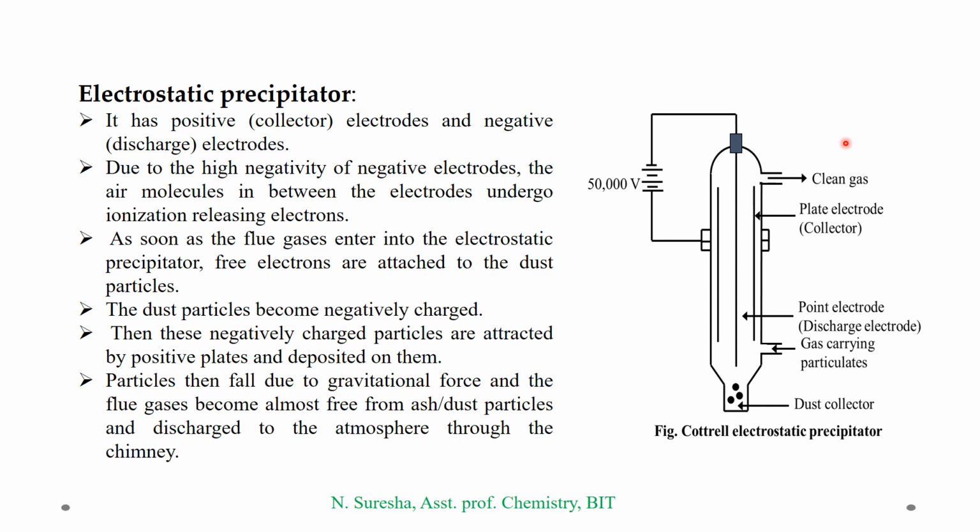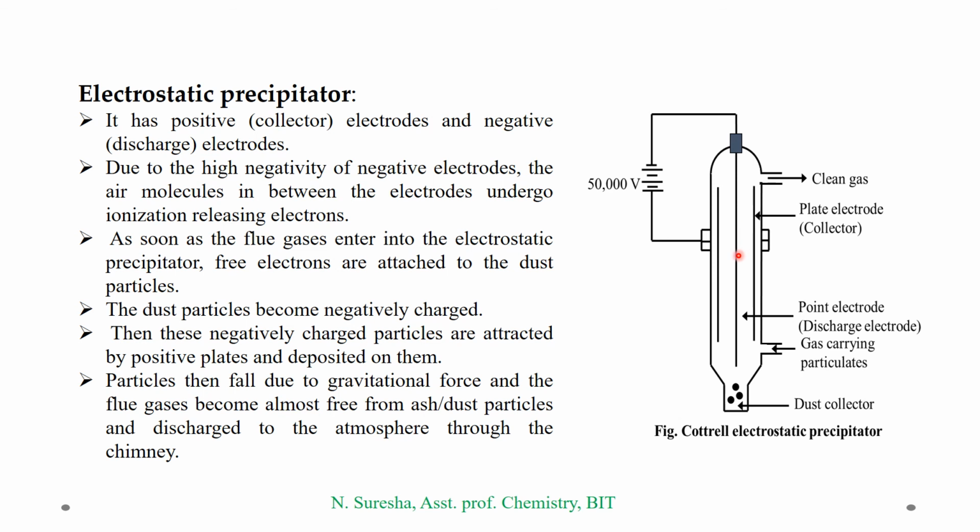The smoke containing ash or dust is called flue gas. I will repeat once again. This electrostatic precipitator contains two electrodes: the positive plate electrode, which is called the collector, and the negative electrode, which is called the discharging electrode, in the form of a thin wire connected to a high tension battery of about 50,000 volt. Because of high potential, the air in between the electrodes undergoes ionization, giving electrons.